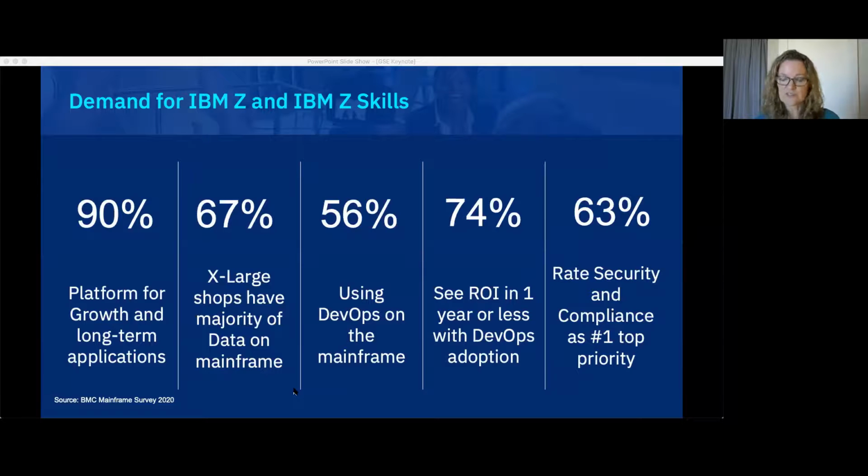56% are already using DevOps. And the one that was most interesting was the increase in the priority of security. They rate security and compliance as the number one top priority. In prior years, it had been cost cutting, but this year, security and compliance is the top.